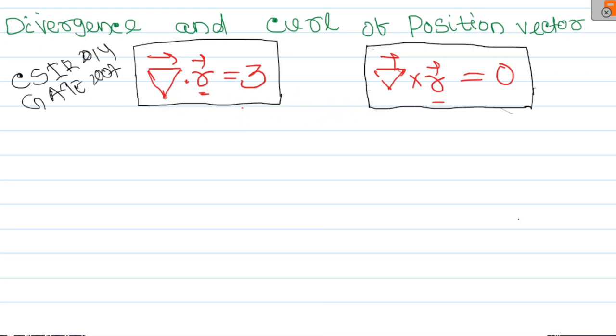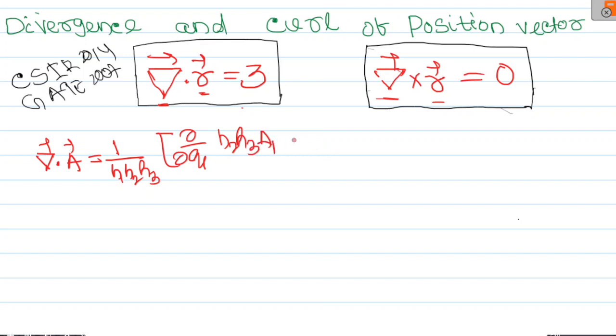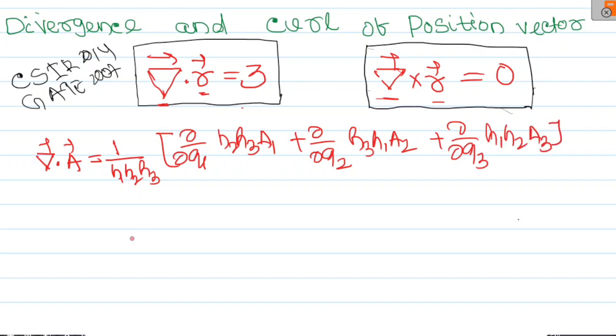First let us write the general expression for divergence and curl. If you remember, you can directly write, but I am first writing the general expression. Divergence of any vector is given by 1 by h1 h2 h3, del by del q1 of h2 h3 a1, plus del by del q2 of h3 h1 a2, plus del by del q3 of h1 h2 a3.